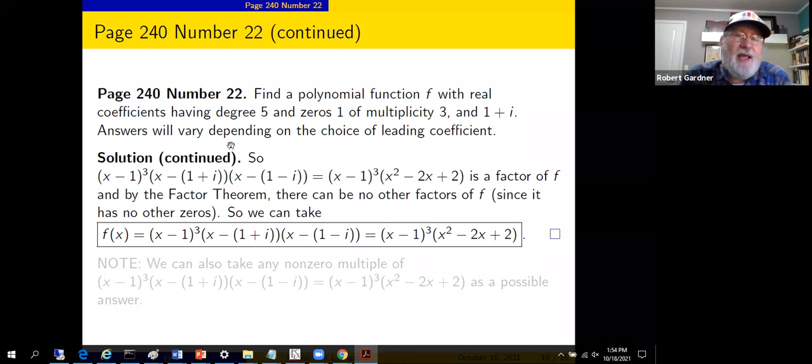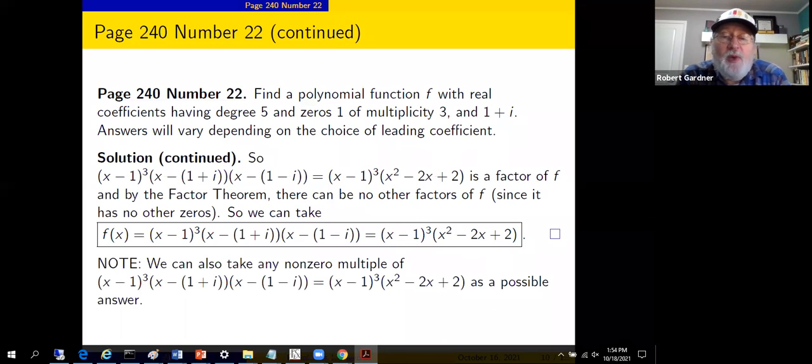They said something about answers will vary depending on the choice of the leading coefficient. We could take that and multiply it by something other than 0, so multiply by 7. If you just put a leading coefficient out here, as long as it isn't 0, you'll have the same zeros and a different polynomial function. So that's their comment about answers varying depending on the leading coefficient. Multiply the whole thing by 51, and it's still got the same zeros, and it's a different polynomial function.